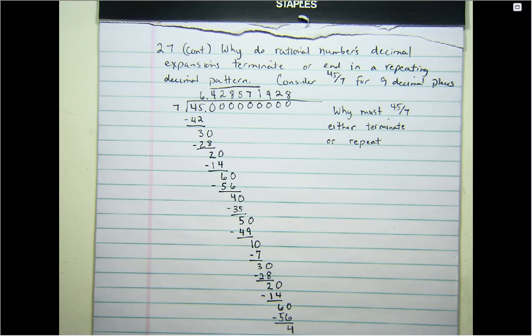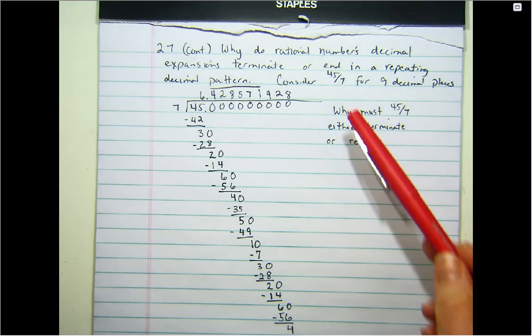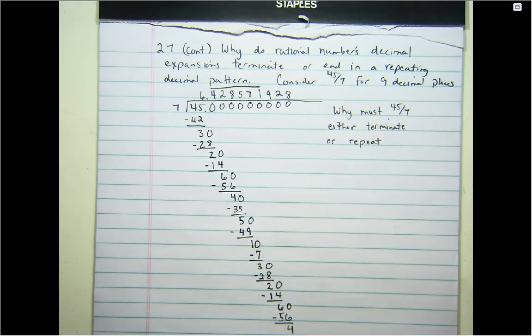The math panned out that way. Well, why did the math pan out that way? Because we started with a fraction, so we knew this was going to happen. The rational number will repeat itself. So what is it about being a fraction that makes it repeat itself?